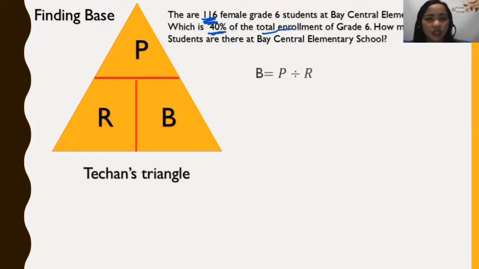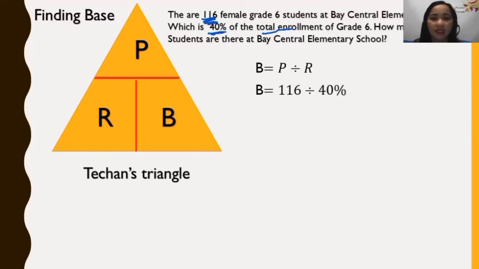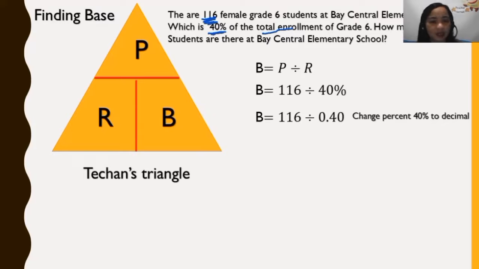By using the Tekan's triangle, we have here base is equal to percentage divided by rate. By substituting the given value, we have 116 divided by 40%. And then we need to change 40% to decimal. So this will become 116 divided by 40 hundredths. Now let's compute. Sabi ko, pwede nang tanggalin tong isang 0 dito para mas mabilis yung ating solution.